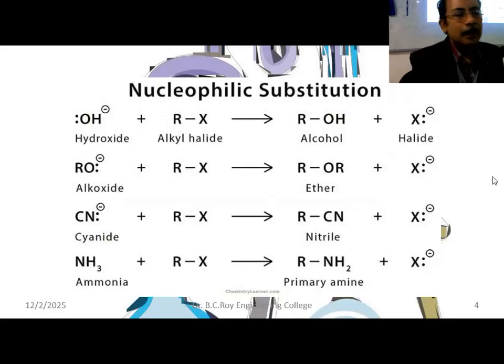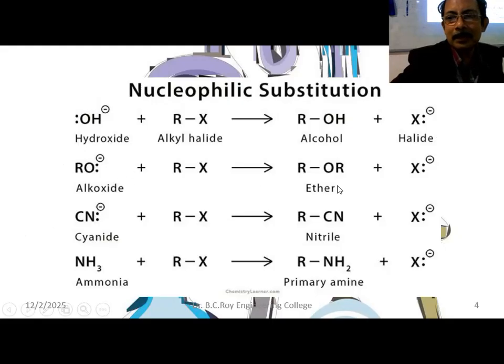Okay. Now coming to the next type, nucleophilic substitution. Here OH minus is a nucleophile. It is replacing X minus, taking its place, giving you alcohol. So alkyl halide is converted to alcohol by treatment with hydroxide. This is called nucleophilic substitution because one nucleophile entered, another nucleophile went out. The one that is entering is called the entering group, and the one that is going out is called the leaving group. Both must be nucleophiles, and that is called nucleophilic substitution. One nucleophile enters and another nucleophile goes out. That substitution taking place is called nucleophilic substitution.